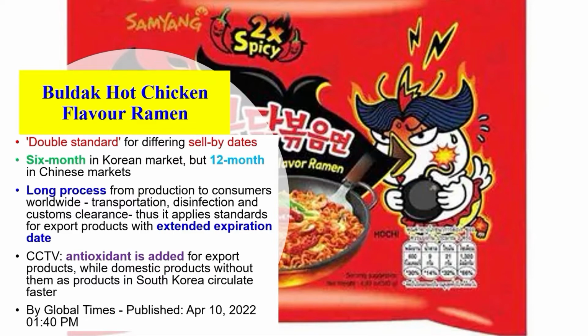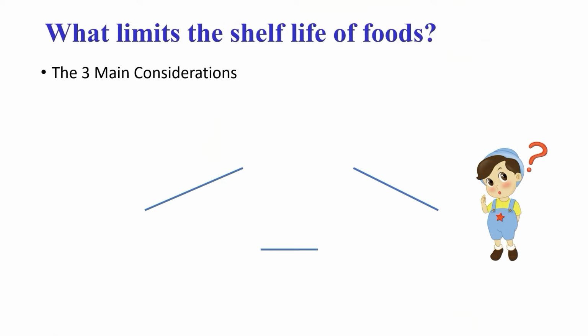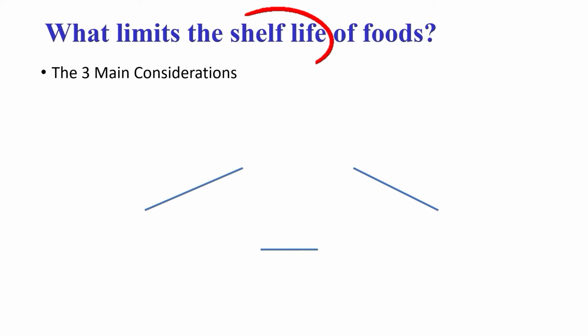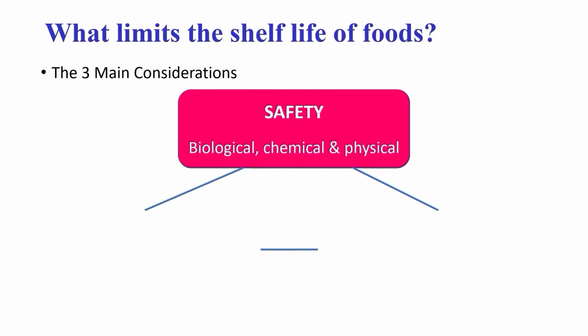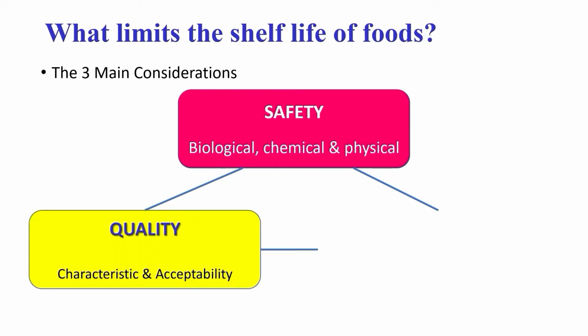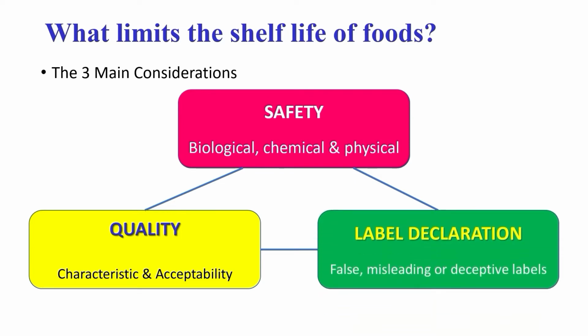Let's continue. So what limits the shelf life of foods? From the definitions of shelf life, I think most of us have known about that. There are 3 main considerations. So the first one, can't run away, very important: safety. Very important in terms of chemicals and physicals. And later we're going to look into it. Then the second one, for sure, is the quality. It's the characteristics of food and the consumer acceptability. The last one, the label declarations.